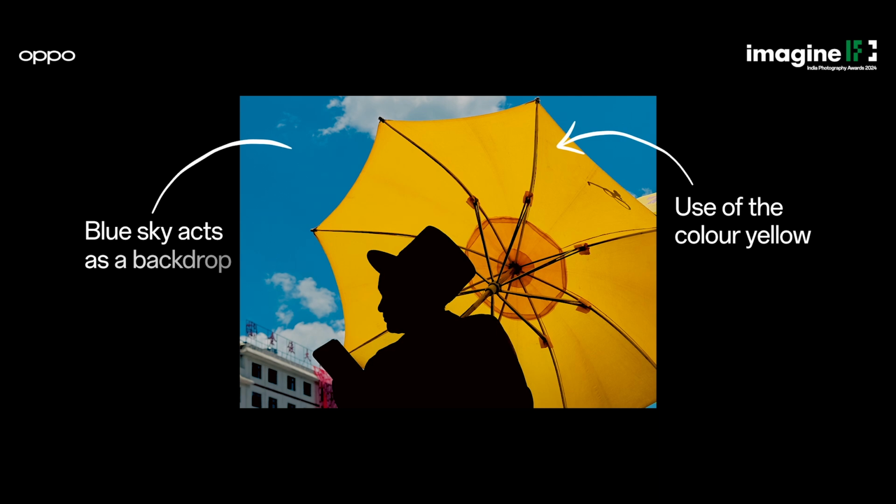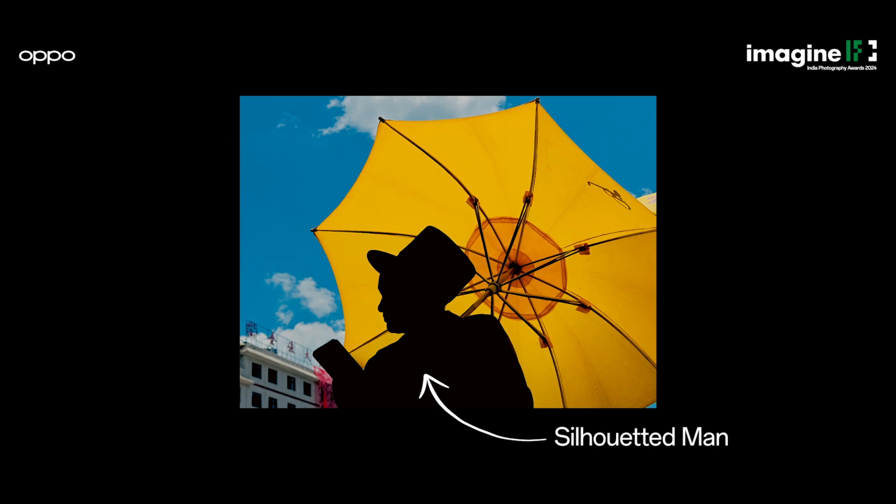This photo catches my attention because the yellows are used against the blue sky. Both the colors stand out. The idea of clicking the man as a silhouette adds an element of secrecy to the image.